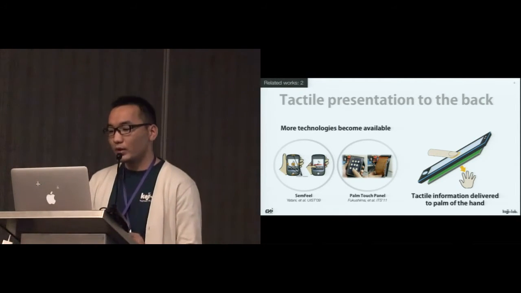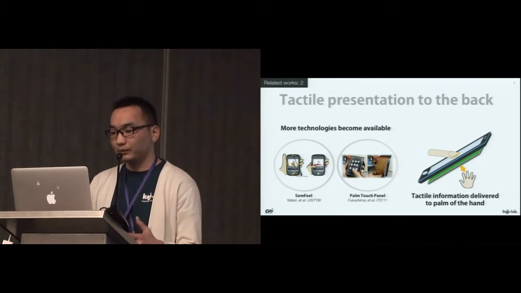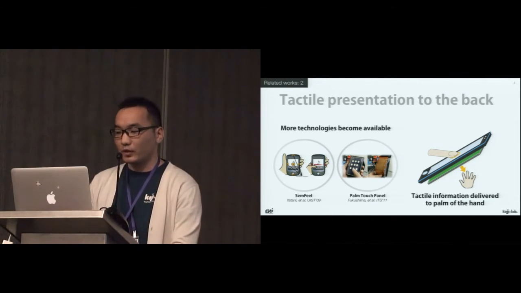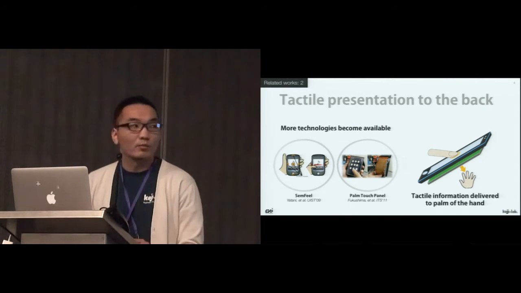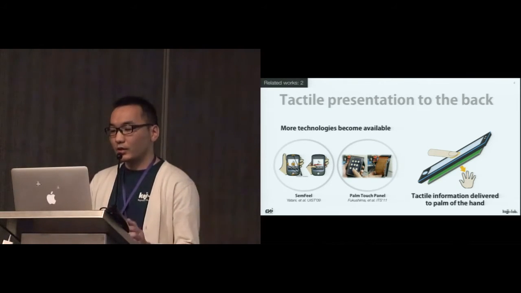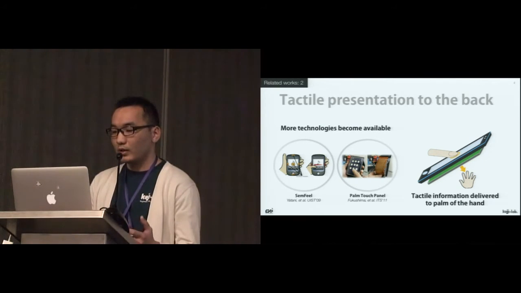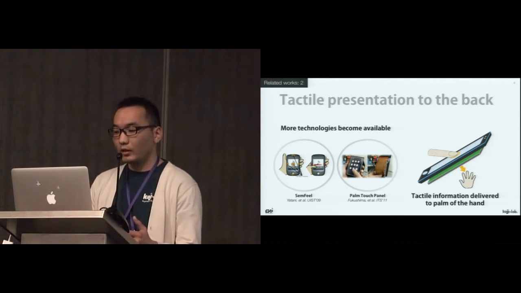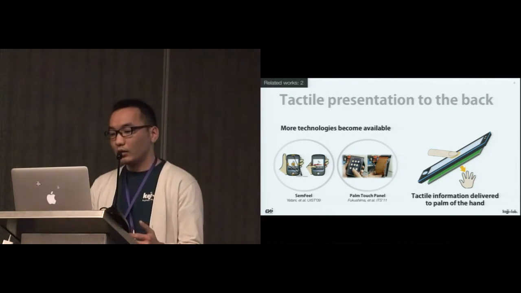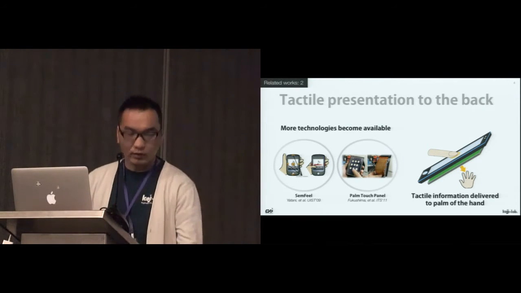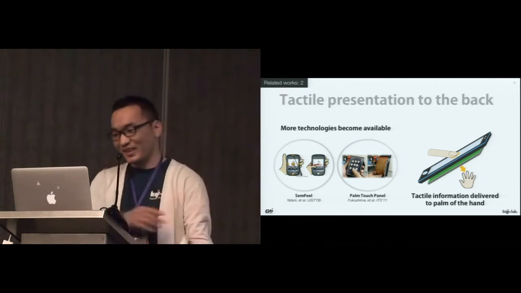So to cope with this issue, some studies proposed presenting the stimulation to the back of the screen. Same Field used vibration motors and Palm Touch Panel used an electro-tactile display to present the tactile stimulation to the back area of the smartphone. This method presents the tactile feedback to the entire palm of the hand that's holding the device. However, in traditional smartphone interaction, we don't usually touch the smartphone with the entire palm of the hand, like this. We don't use it like this.